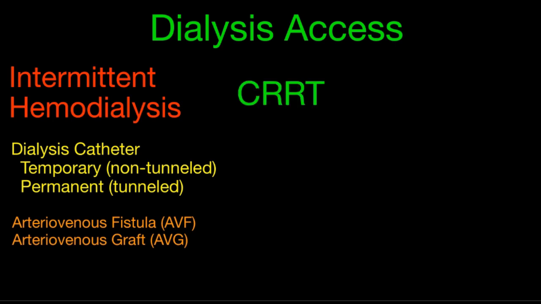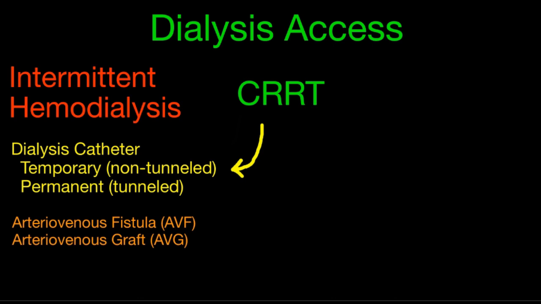For CRRT, remember this is a type of dialysis that requires either hemodialysis or hemofiltration. So again, we need access to the patient's blood, and so this is only done with either a temporary or a permanent catheter. It's not done with an AV fistula or AV graft. Remember, CRRT means it's happening continuously. It's happening 24 hours a day.